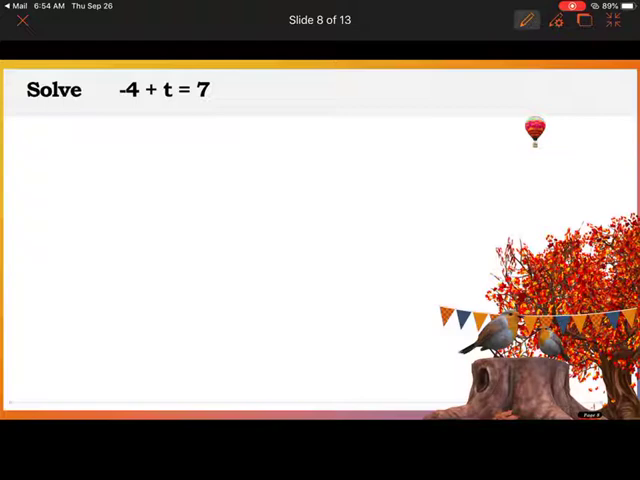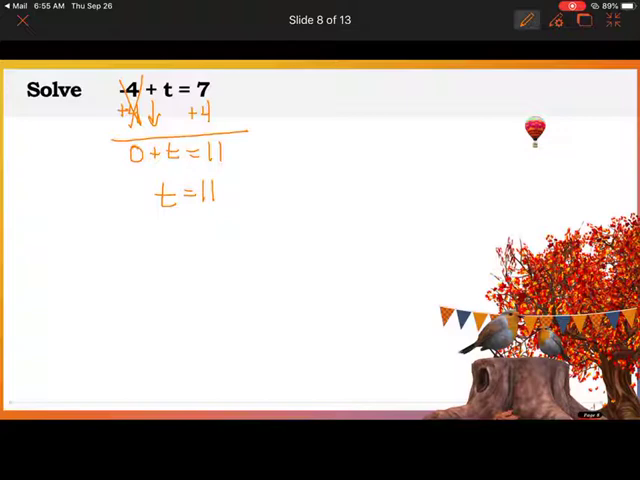All right, so solve. I have negative 4 plus t equals 7. So here I have a negative, so the opposite of a negative is a positive. So that means I'm going to add 4 to both sides. If I do it to one side, I have to do it to the other. Negative 4 plus 4 is 0. Bring everything else down, including the sign, because that won't always be a plus sign. And 7 plus 4 is 11. So I'm left, because I can get rid of the 0 now, with t equals 11.